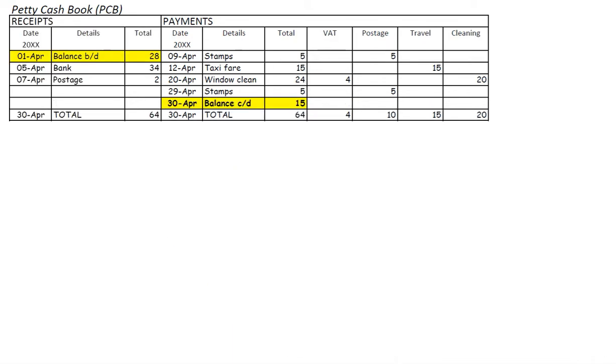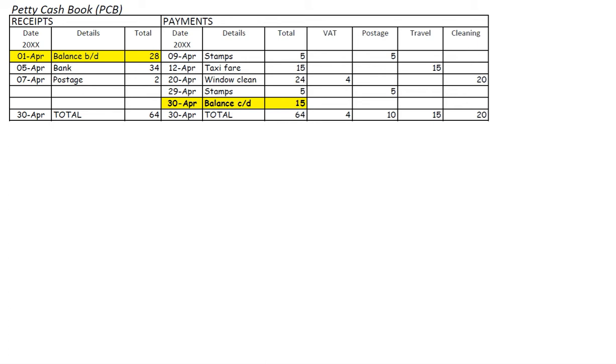Finally, let's have a look at the situation where we're posting a petty cash book that does have balances brought down and balances carried down. So we have exactly the same example as before, but we've added those balances at the start and the end of April. Now, where we have this, we don't actually need a separate petty cash account in our general ledger. Instead, we can use the petty cash book as part of the double entry bookkeeping system.